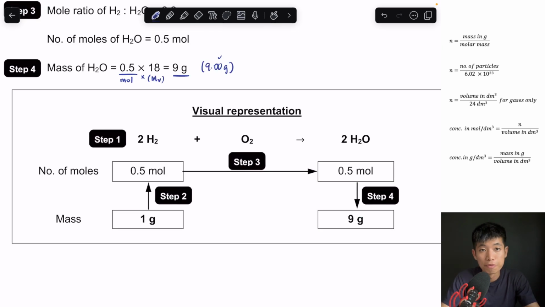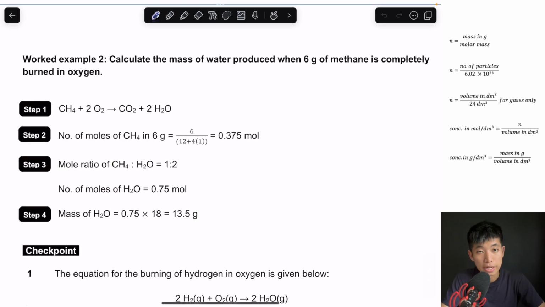For those of you who prefer a visual representation, this is what we start with. Always convert to moles first, cross the bridge, then convert back to whatever quantity they want you to find. So we look at another example. I want to find the mass of water produced when 6 grams of methane is completely burnt in oxygen.